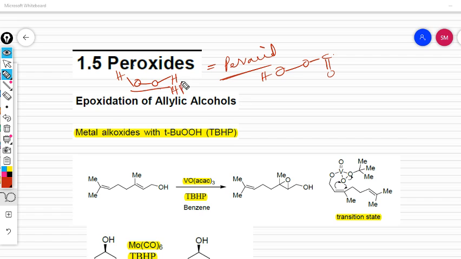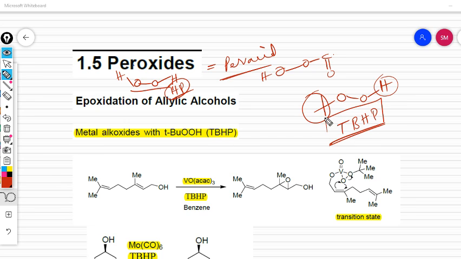If it is a system like this, with a tertiary butyl and this hydrogen, it is tertiary butyl hydrogen peroxide. In short form, it can be called TBHP, tertiary butyl hydrogen peroxide. These are the well-known peroxides that we use for the oxidation of olefins.